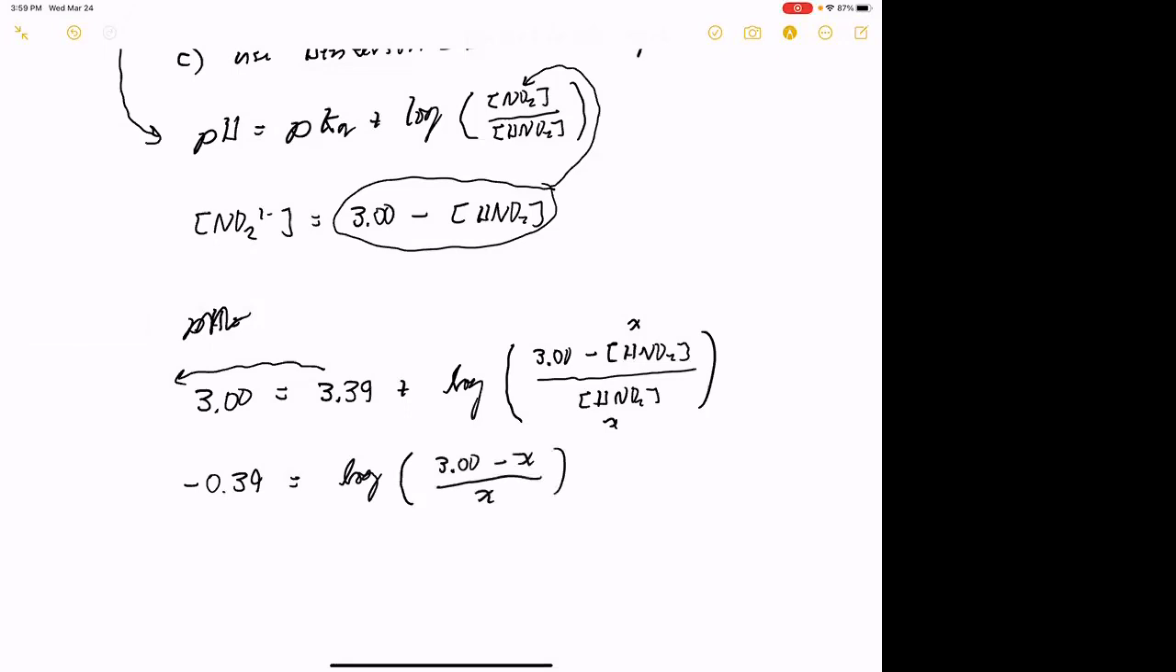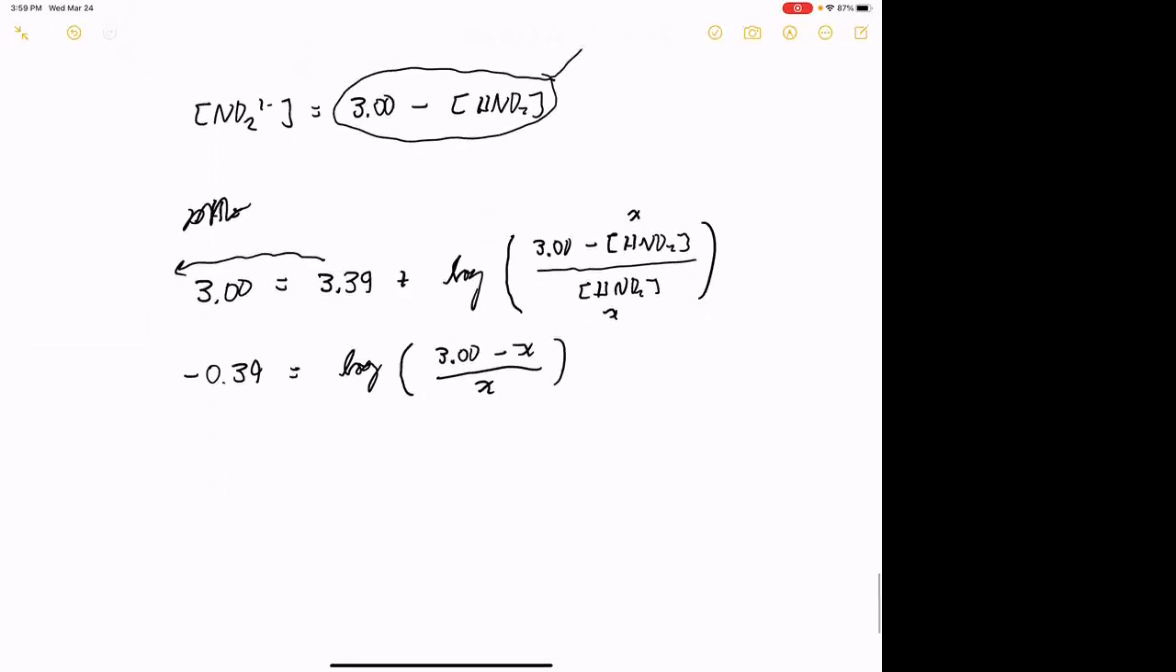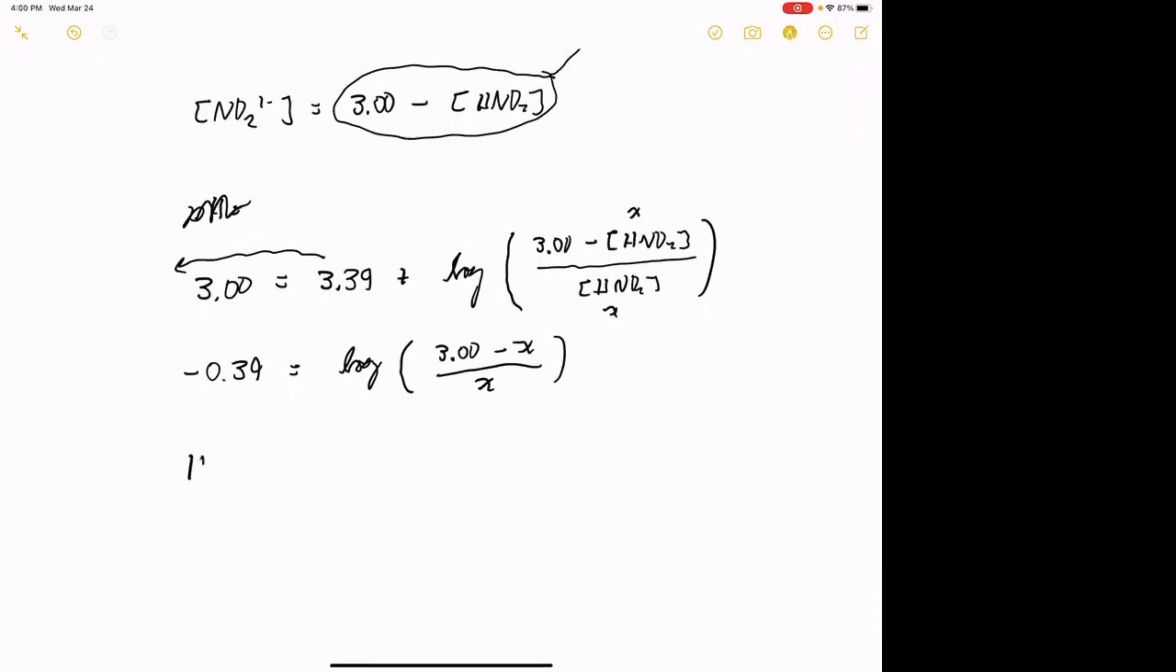And now what I'm trying to do is solve for X, right? Okay, but now here's the deal. The X is trapped in the argument of a log. So how do I get an X out of the argument of a log? Raise it to the 10th power. Yeah, I'm going to undo the log by exponentiating. So I'm going to do that to both sides. So I have a 10 to the minus 0.39. And then the log term goes away, right? So it's going to be 3.00 minus X over X. So right, raising 10 to the X on both sides undoes the log.